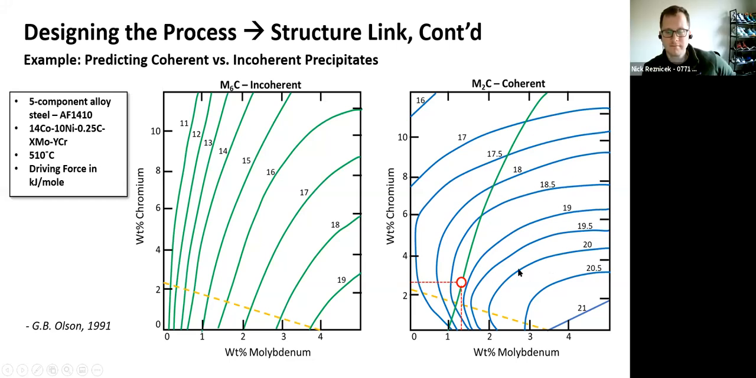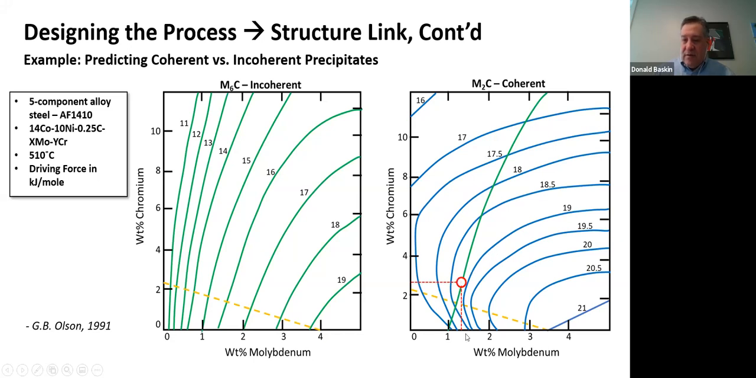And you have to stay to the left of this green line. Did I say that wrong before? You have to stay to the left of this green line. If I'm up here, say where my cursor is, then I'm really at 17.5 kilojoules per mole. But I can do better than that. I can move down this curve in composition. I can decrease the amount of chromium, molybdenum. And I can get down to right here where it says 19 kilojoules per mole.